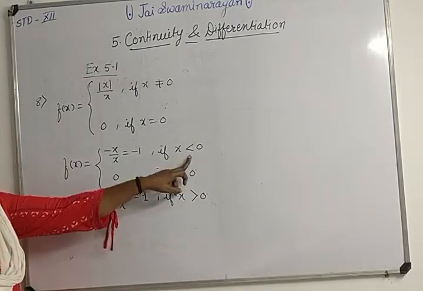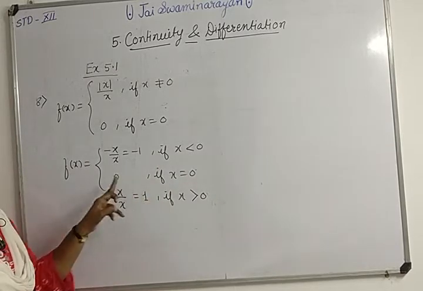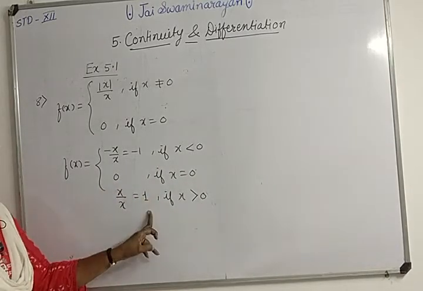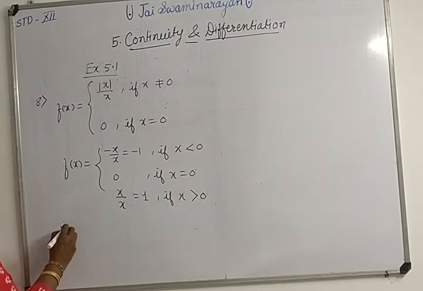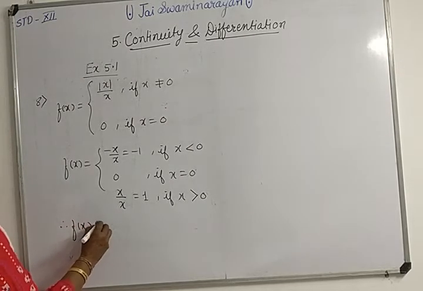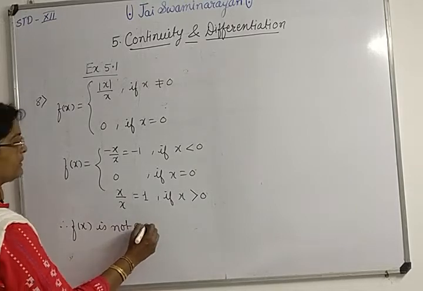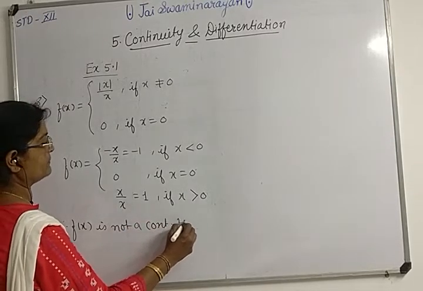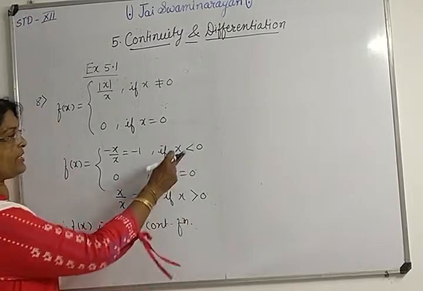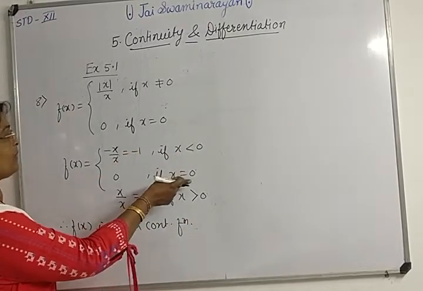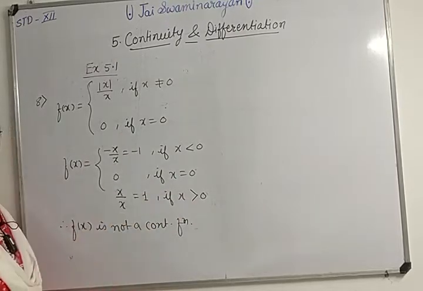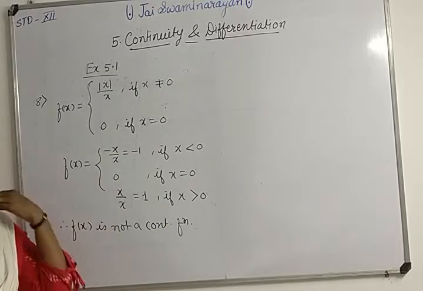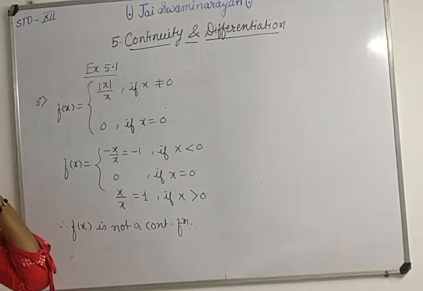Now for less than 0 the function is -1, for equal to 0 it is 0 and for greater than 0 it is 1, so here all three values are coming different. It means that it is not a continuous function. So therefore f of x is not a continuous function, because for less than 0 its value is -1, for equal to 0 its value is 0, and for greater than 0 means positive number its value is 1. So all the three values are different and therefore it is not a continuous function.